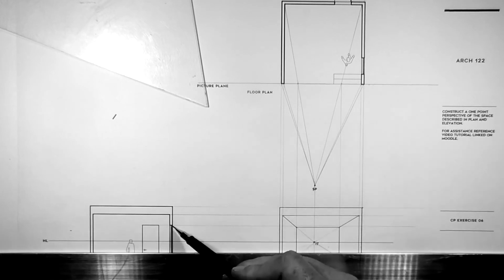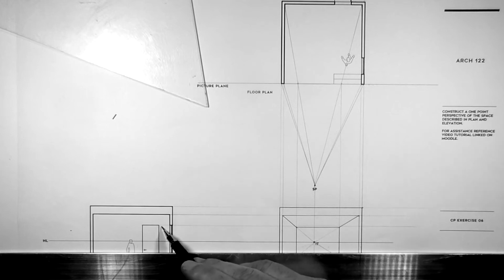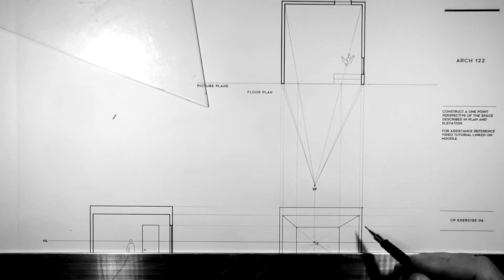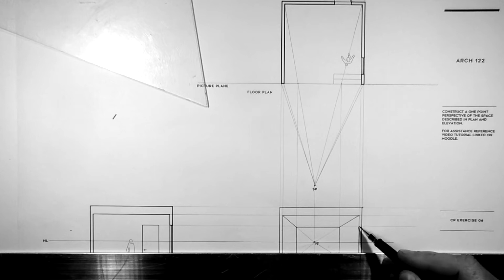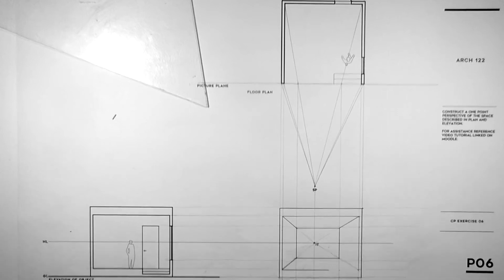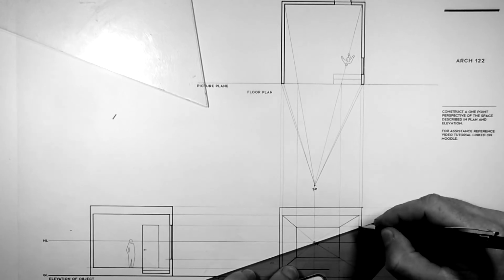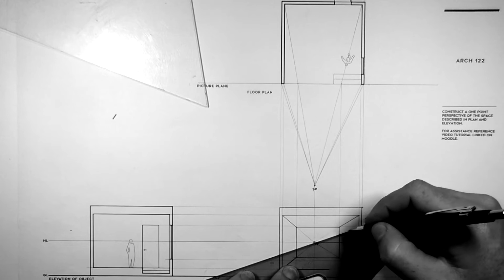So we already brought this line over earlier, that from the elevation translates the height of the window and door head or top to this point here. So from that point, I'm going to draw a construction line back towards the vanishing point, but only along the wall there.